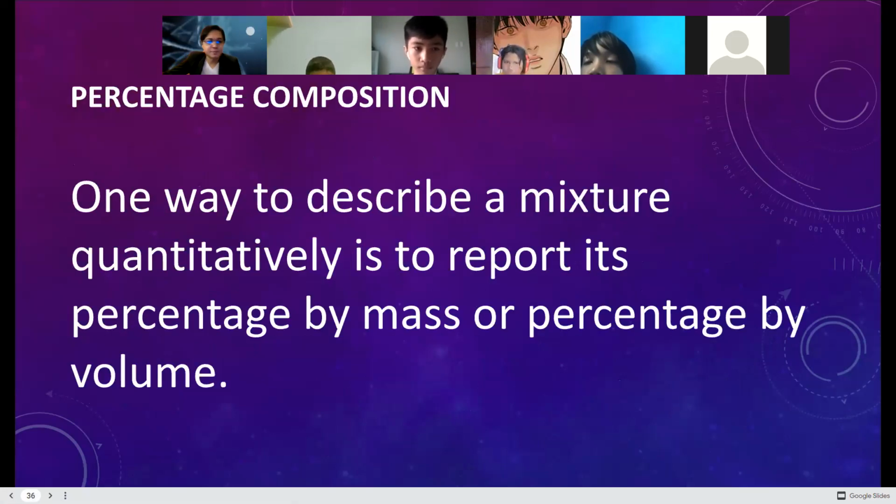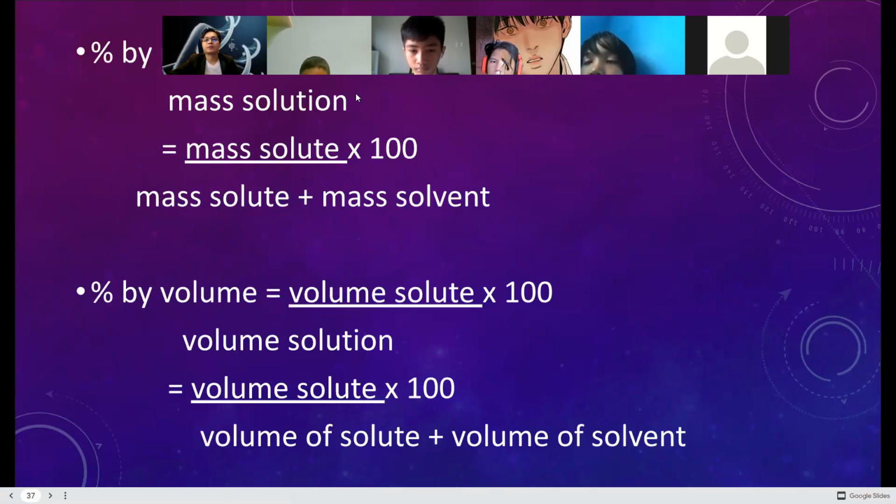Percentage composition. Percentage composition is one way to describe a mixture quantitatively. If we can describe a solution in a qualitative way, saturated, unsaturated, and supersaturated, we can also describe a solution in a quantitative way. One way to describe a mixture in a quantitative way is to report its percentage by mass or percentage by volume with this formula.